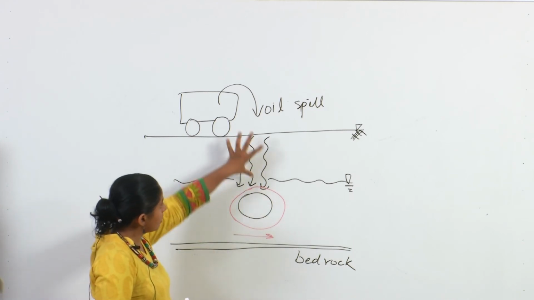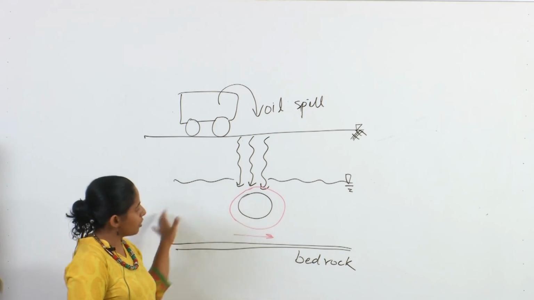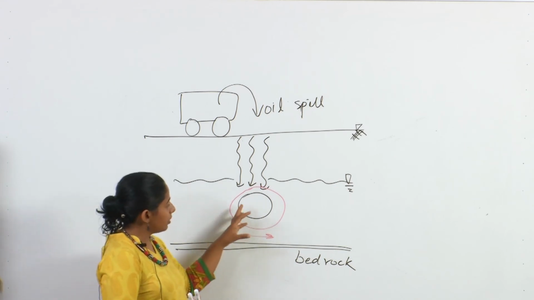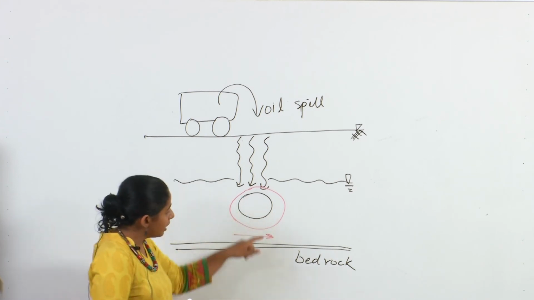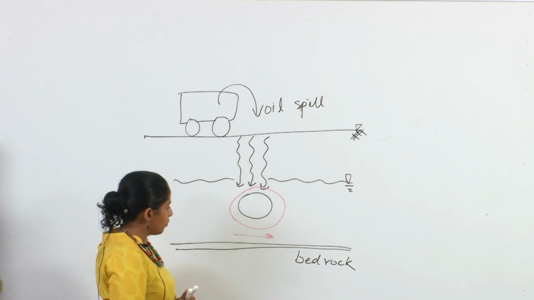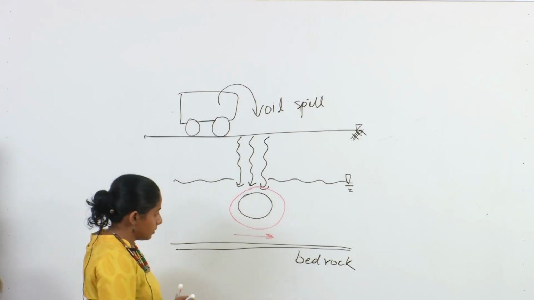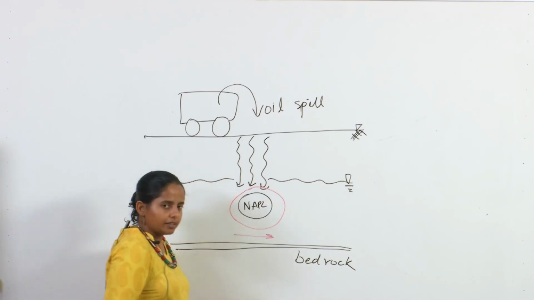And this is when the oil has spilled and percolated down. Because it is non-aqueous, it will not mix with the water as much, and because of the surface tension of water and the contaminant, let's say it's petrochemical, they will try to form a blob of NAPL, non-aqueous phase liquid.